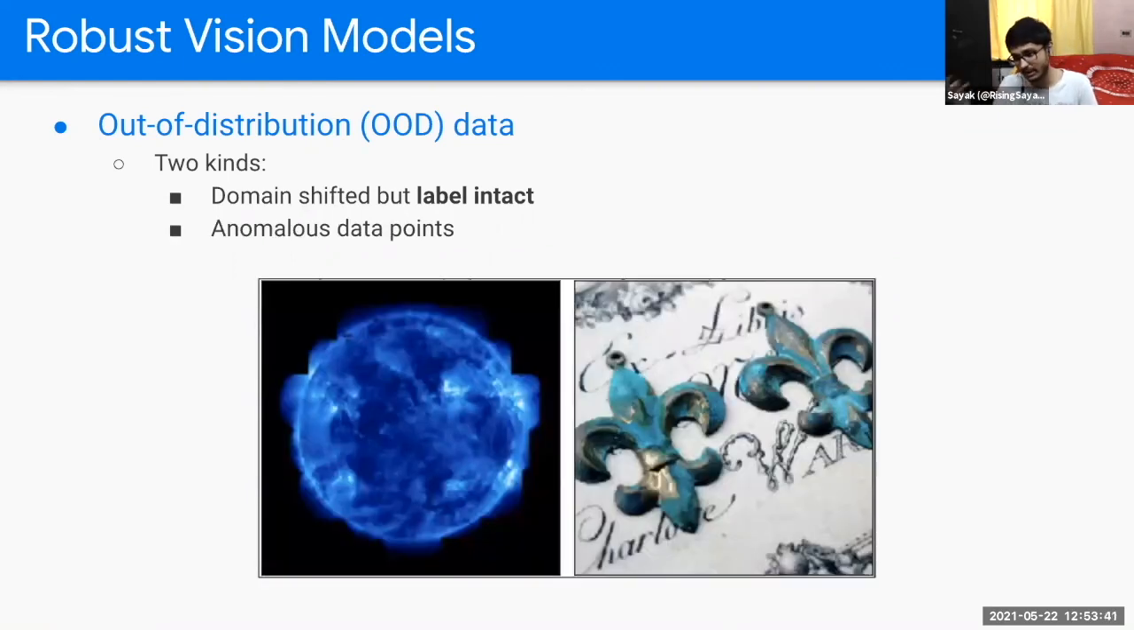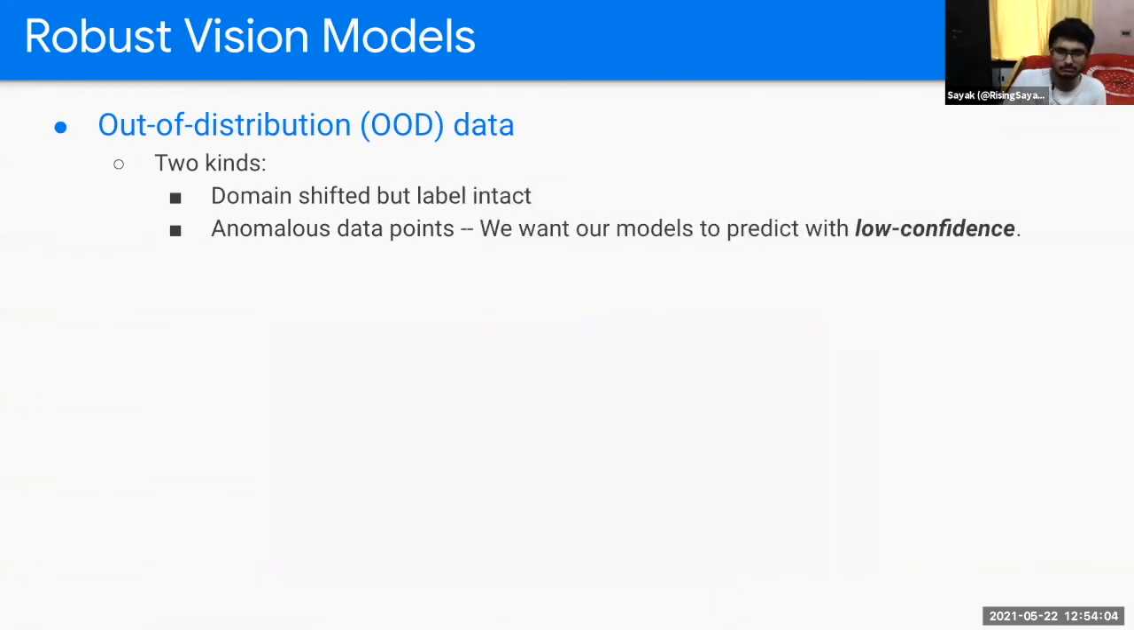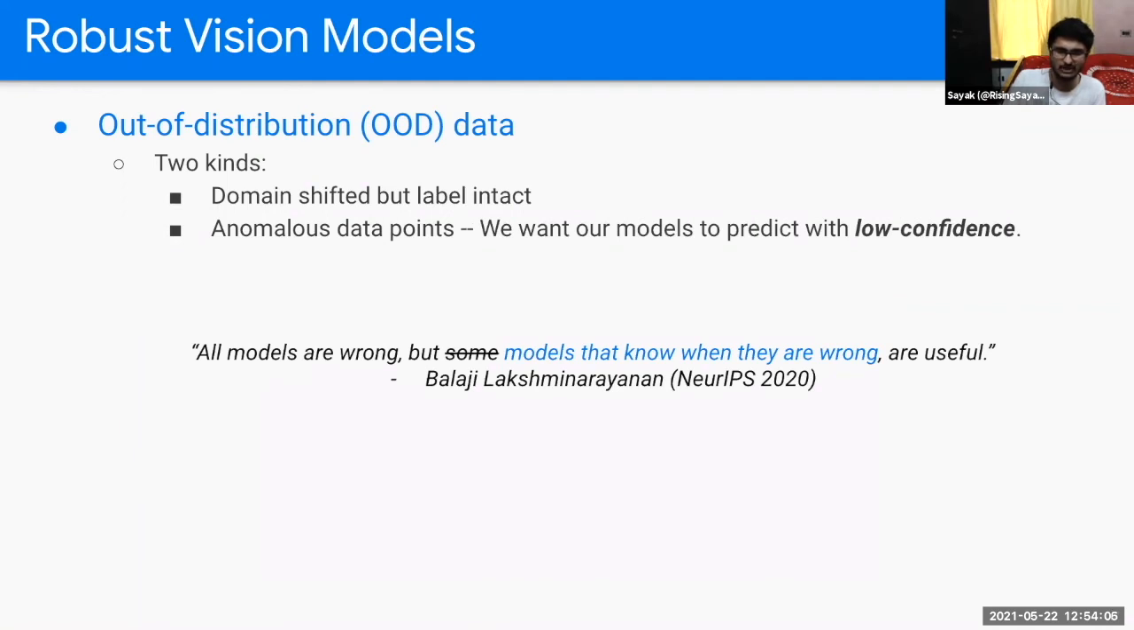And there are also anomalies, right? Ideally, when your model is met with some data or some distribution of data it hasn't seen during its training, it should yield a very low confidence prediction, not a very high confidence prediction, because these are anomalies, and it should know when it's wrong.